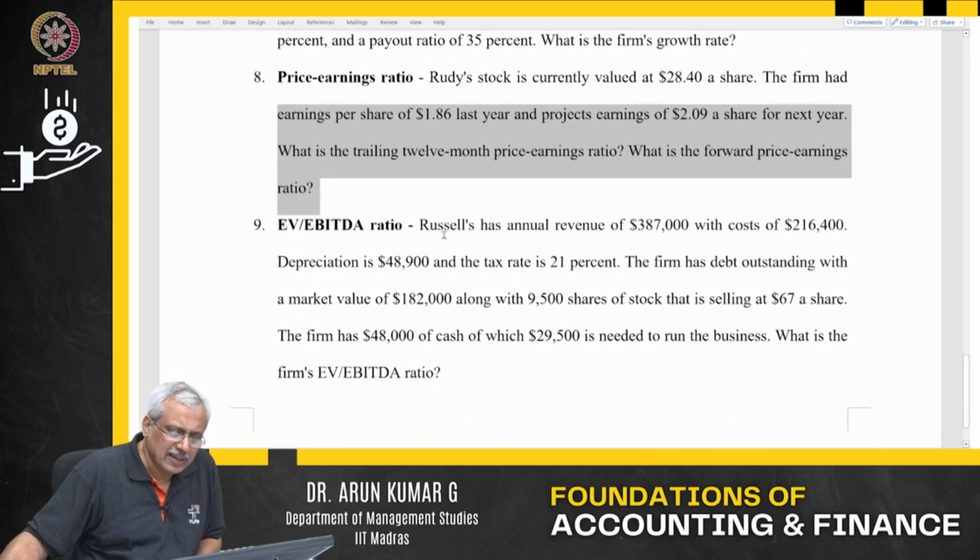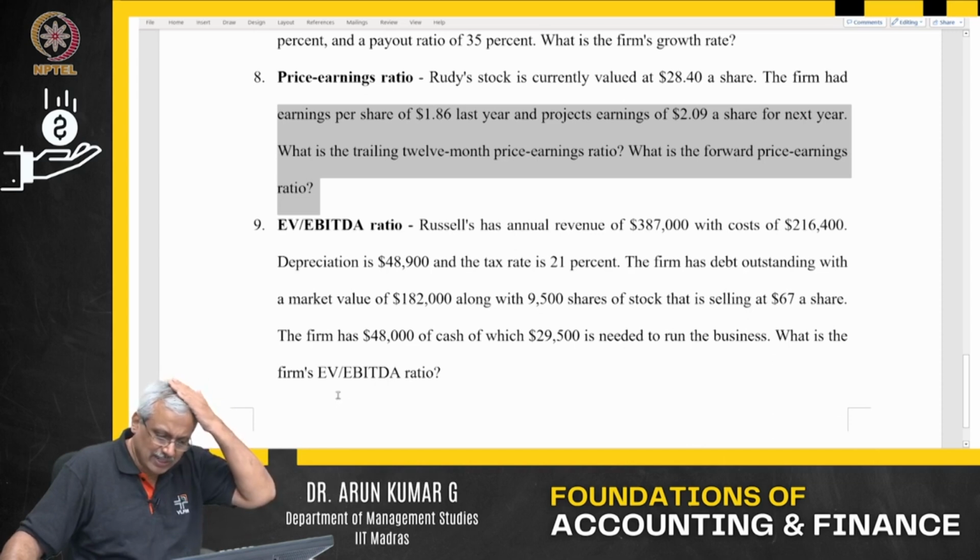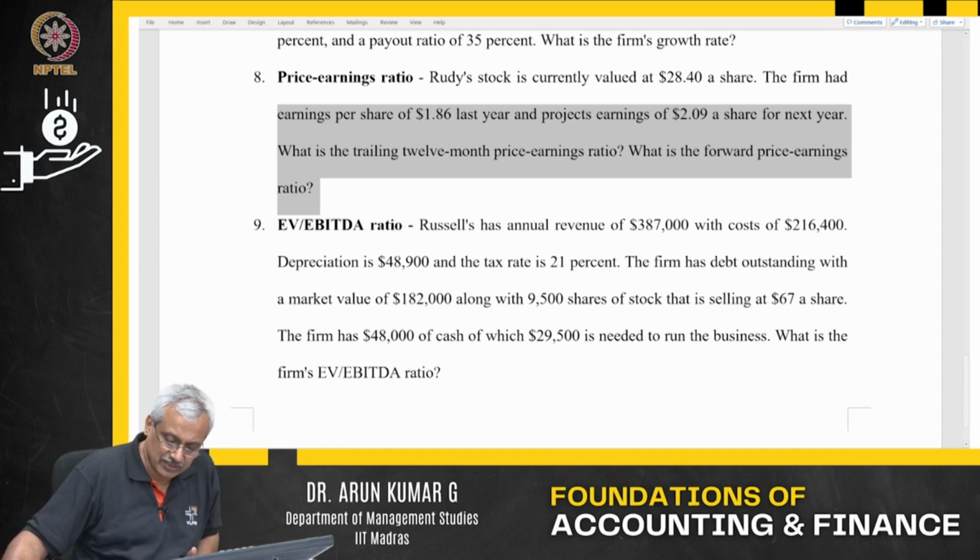Last one. Russell has an annual revenue of 387,000 with costs of 216,400, depreciation, tax rate at 21%, and debt outstanding of about 182,000, along with 9,506 shares of $67 each. The firm has cash of 48,000, of which 29,500 are required to run the business. What is the EV to EBITDA ratio?